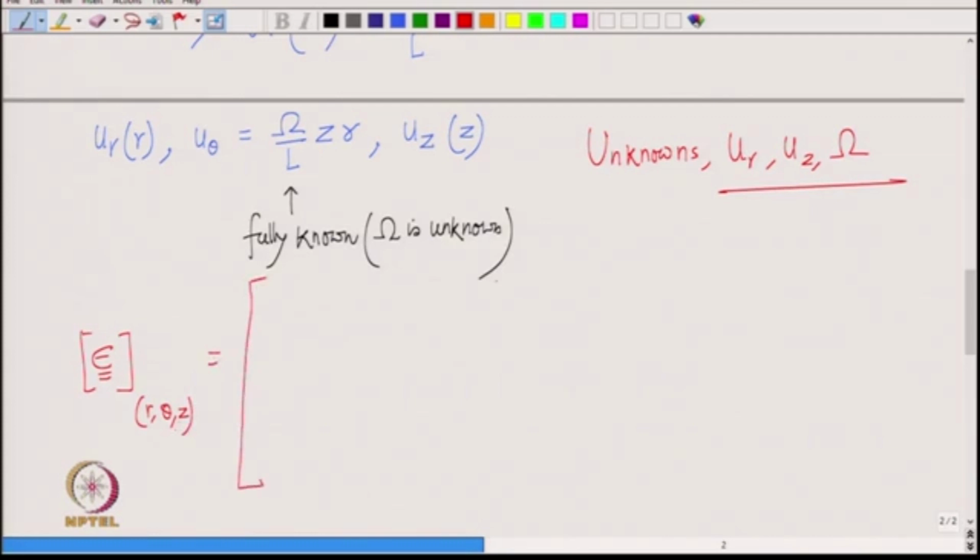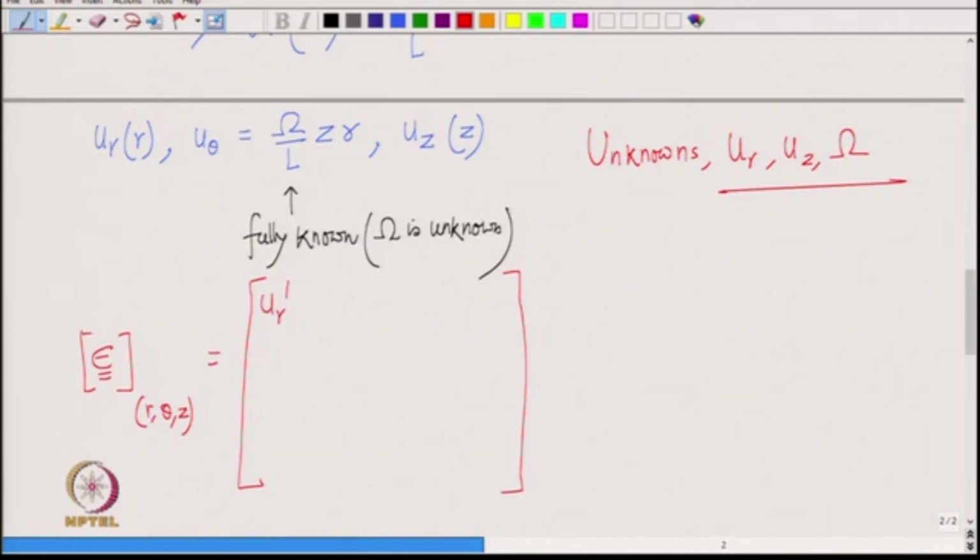So, we know that it is a big matrix. What are the diagonal components? If you recall, the first one is del u r by del r, but here u r is only a function of r. So, it simply becomes u r prime.